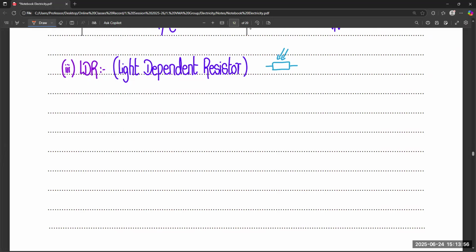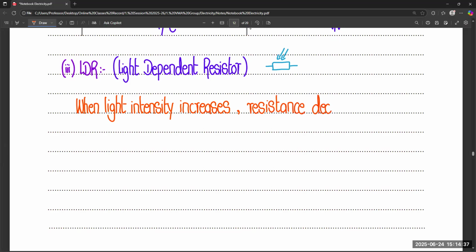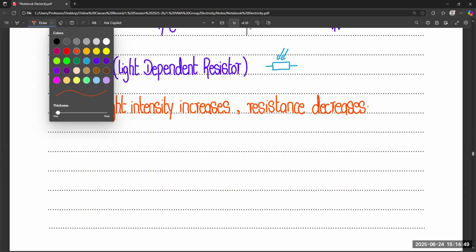And just like the thermistor, it is also inversely proportional, but the factors are different. In LDR, when light intensity increases, resistance decreases. So this is also inversely proportional. And we use this setup in automatic street lights.